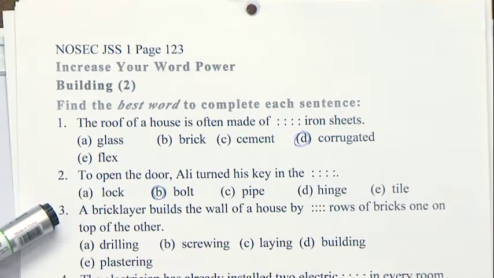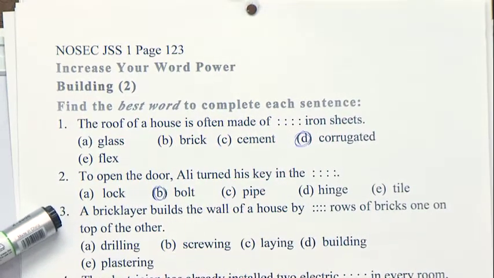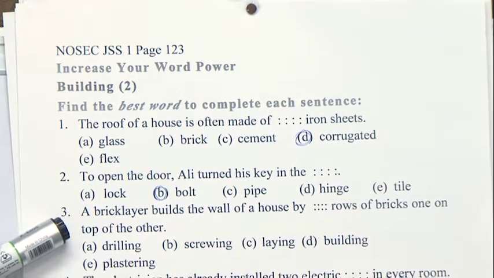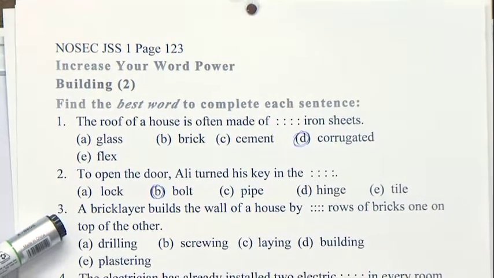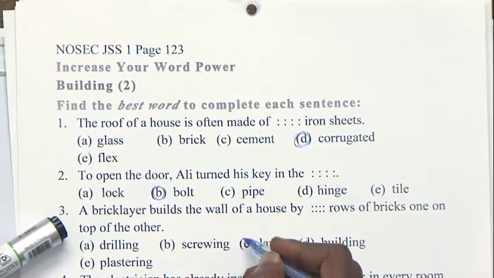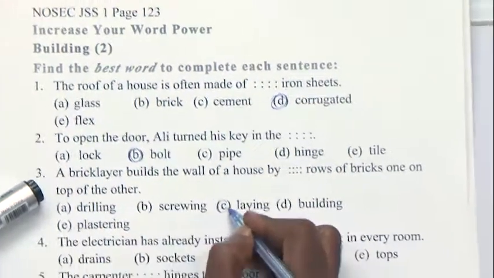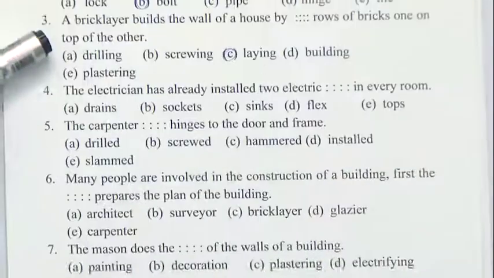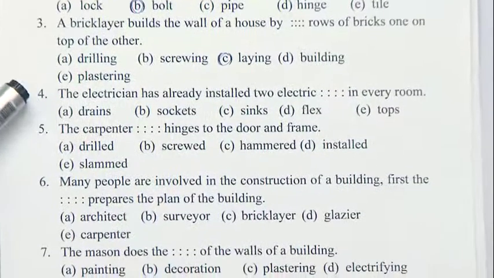A bricklayer builds the wall of a house by dash rows of bricks on one. By doing what? By laying rows of bricks one on top of the other. That is called bricklayer. Then we have number 4.